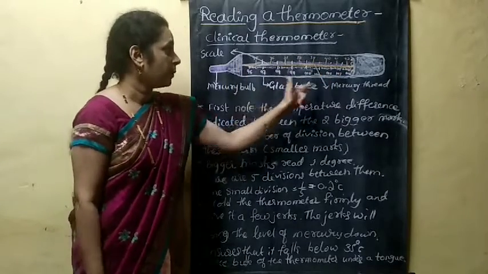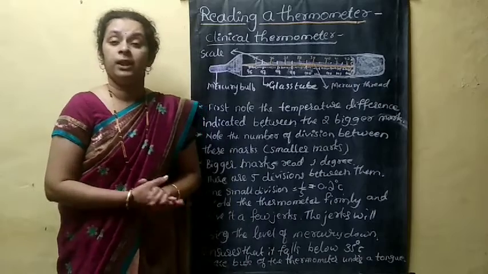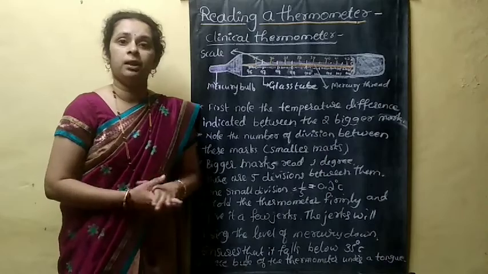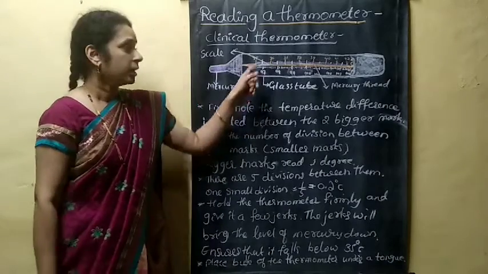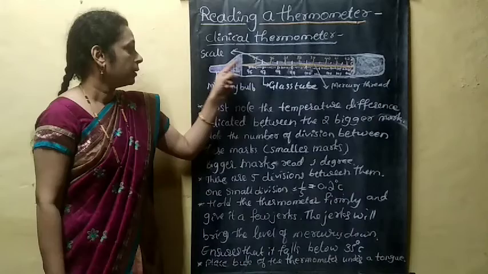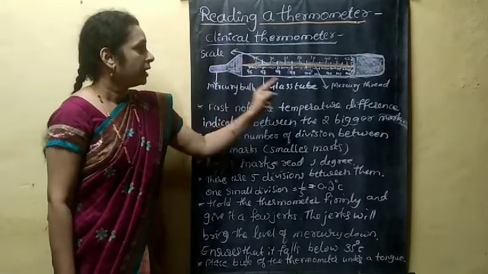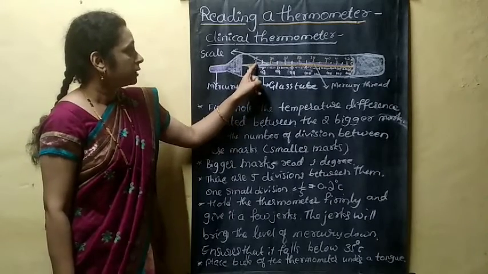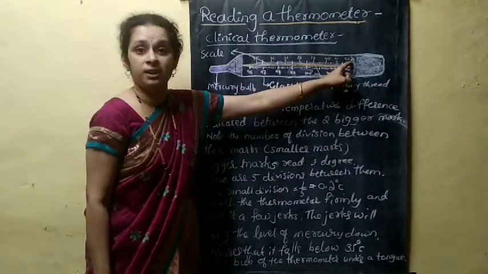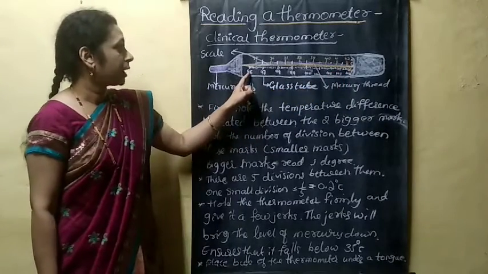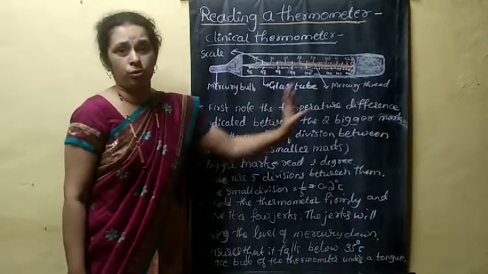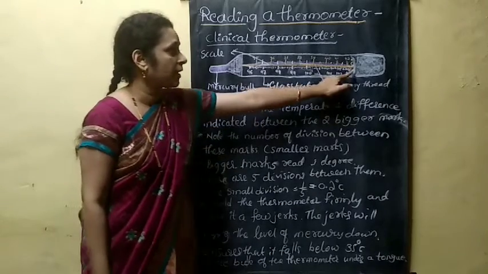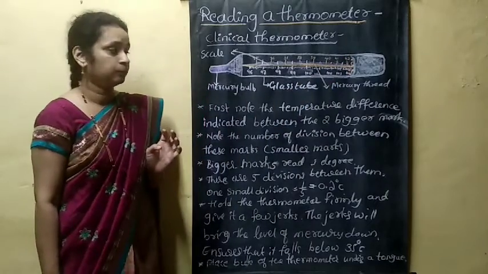You have to draw this diagram and label the parts of the clinical thermometer in your practical book. Okay, understood? It has a narrow glass tube, mercury bulb, scale and mercury thread. You have to show the scale from 35 to 42 degrees Celsius, and below that 96 to 104 degrees Fahrenheit. Down here degrees Fahrenheit, here degrees Celsius.